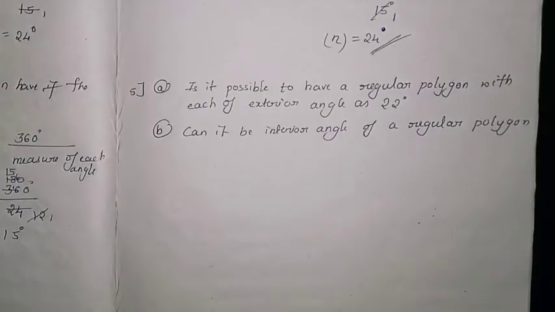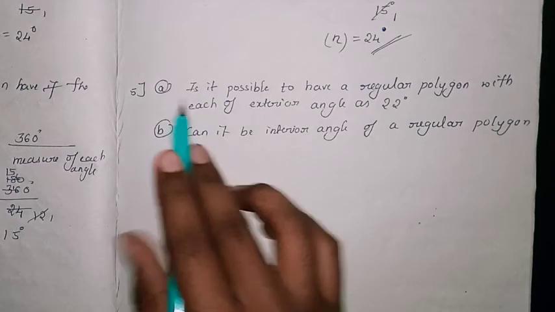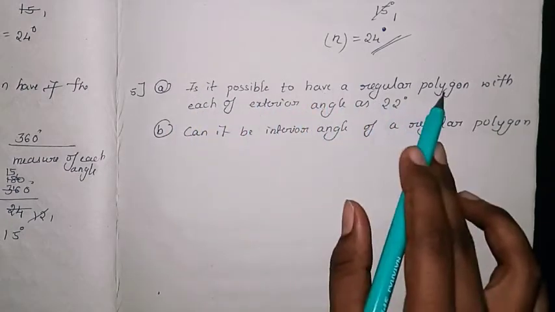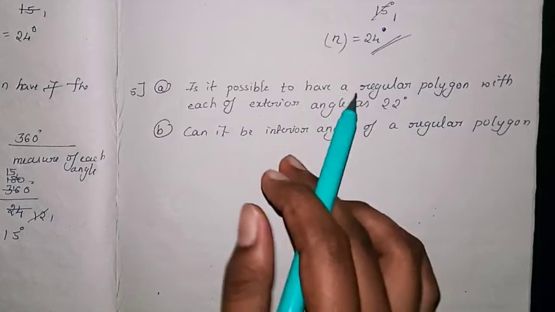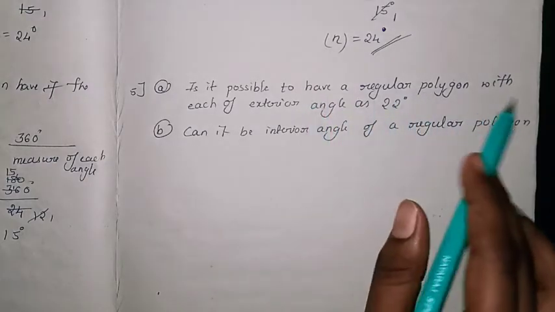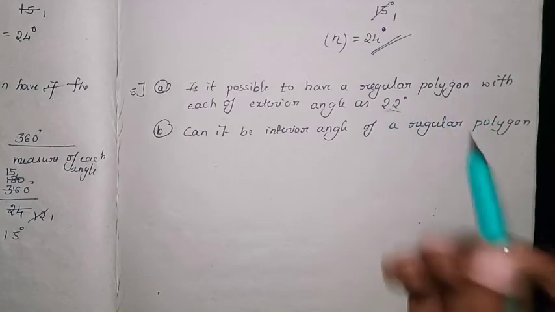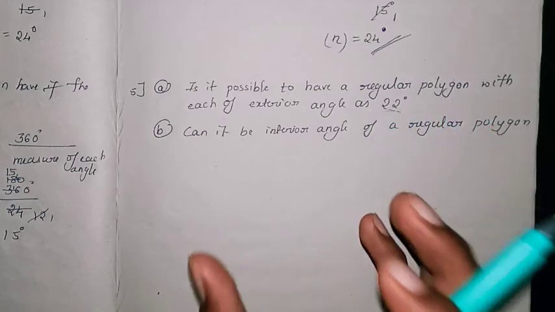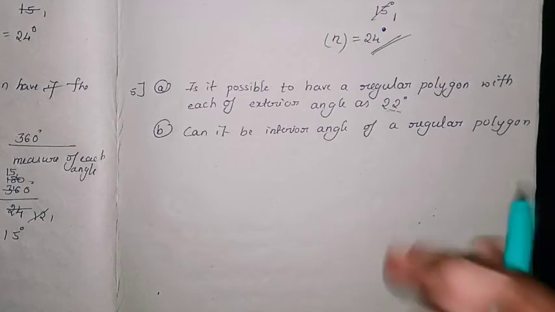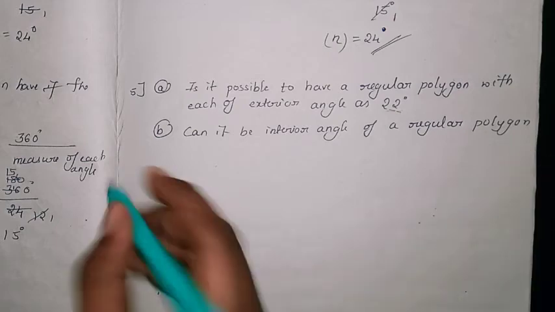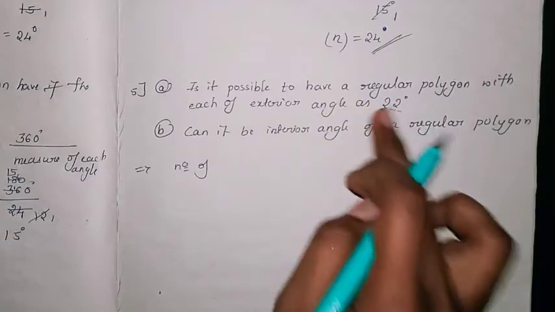Here you can observe the fifth question. In that, A and B, the first one we will solve. A: is it possible to have a regular polygon with each exterior angle as 22 degrees? They have asked whether a regular polygon can have each exterior angle of 22 degrees. From this we have to find the number of sides. If you get the number of sides exactly, then it is definitely a regular polygon. So use the formula for the number of sides, because they have given the exterior angle.